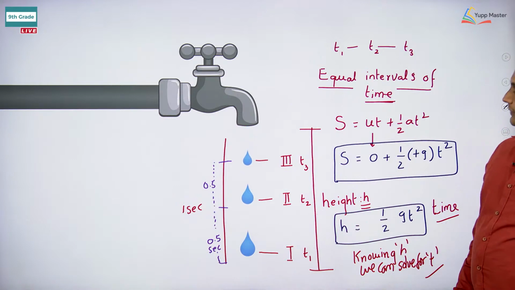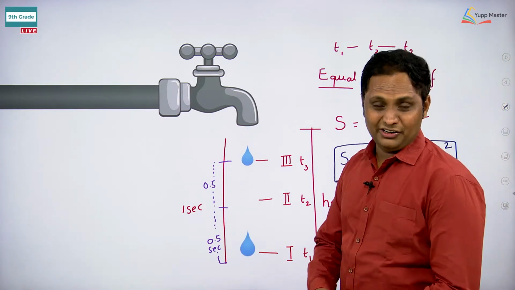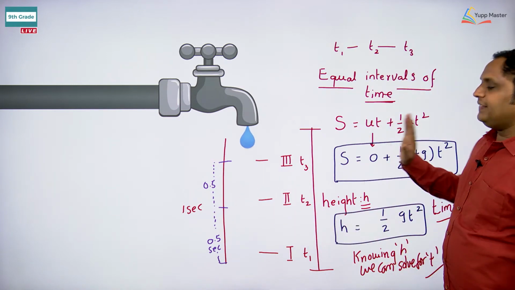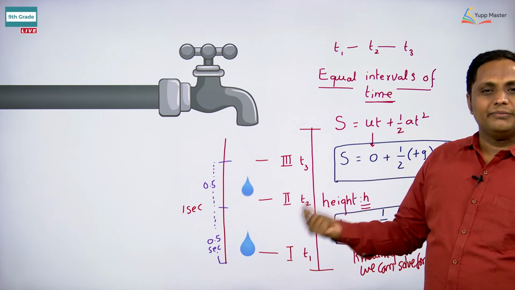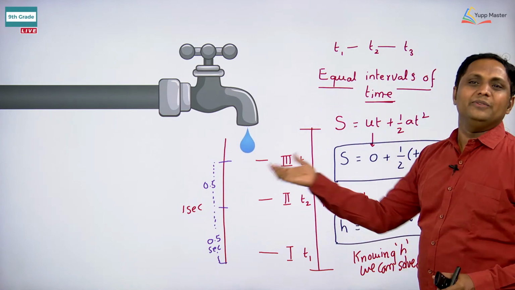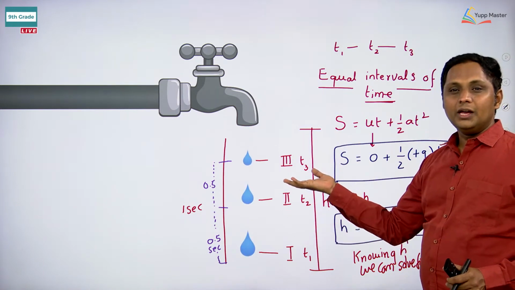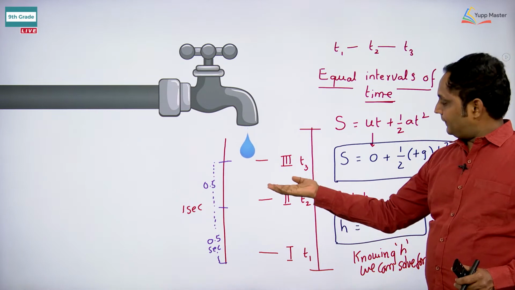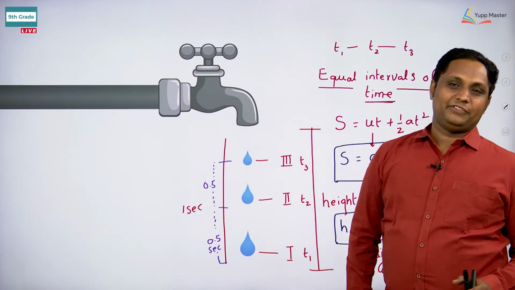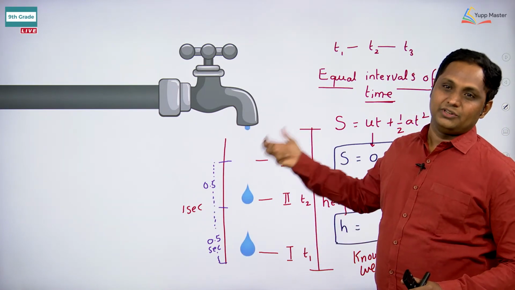Is it clear? Let us assume it is going to be equal intervals of time, that is very clear. All right. So, in this way you can analyze that concept and you will solve the problem. If they are asking you the height of the second drop, just the distance where the second drop will be present, where the third drop is, where the first drop is.